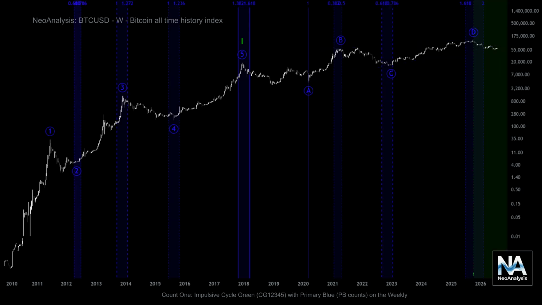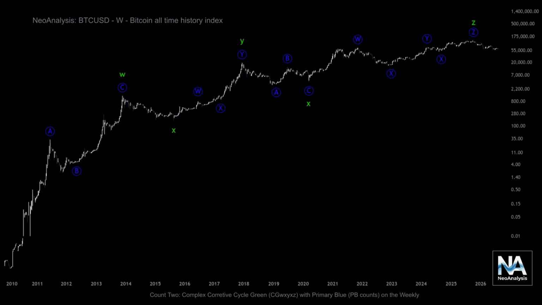Here is a brief look at the time relationships within this count using the time fib tool. Primary wave 2 inside cycle wave 1 measures between 0.618 times and 0.786 times the duration of primary wave 1. The remaining primary legs inside cycle wave 1 are more expansive relative to their reference waves.